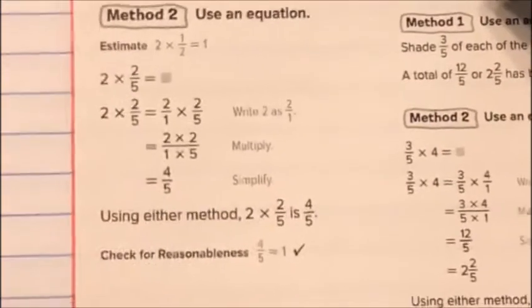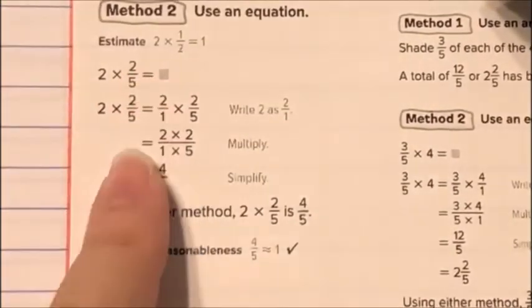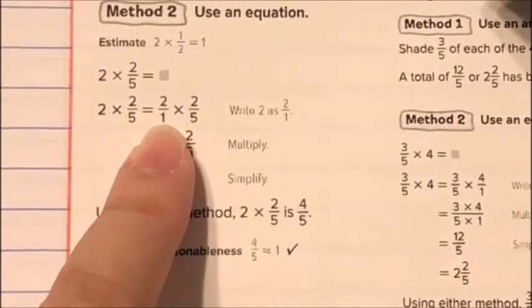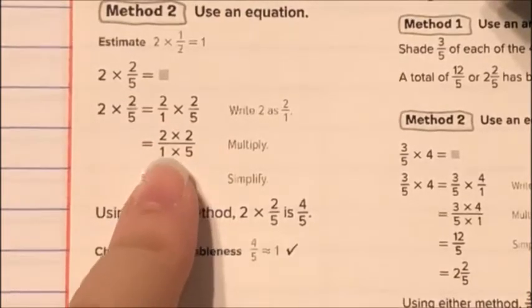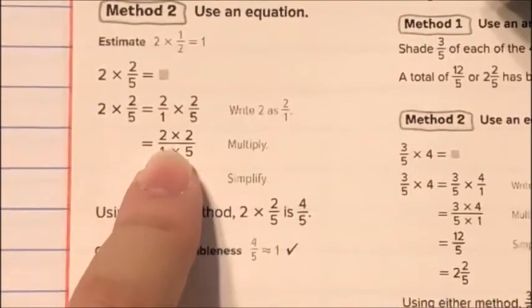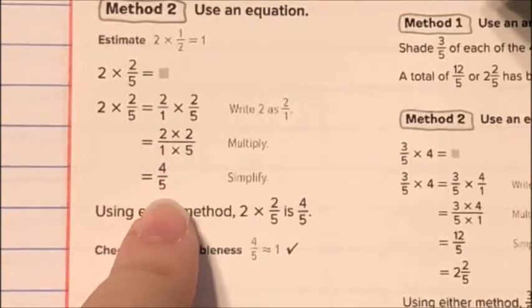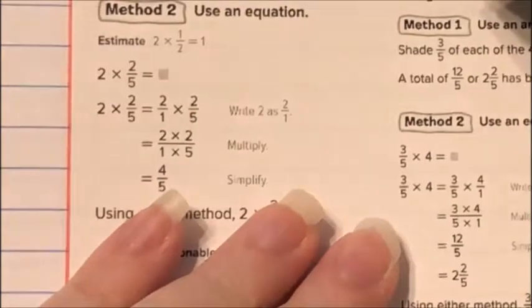For method 2, I can use the equation. So 2 times 2/5, I can rewrite 2 as 2 over 1. So 2 over 1 times 2/5. I multiply my numerators, 2 times 2 is 4, and 1 times 5 is 5, so I get 4/5. So either of them would work.